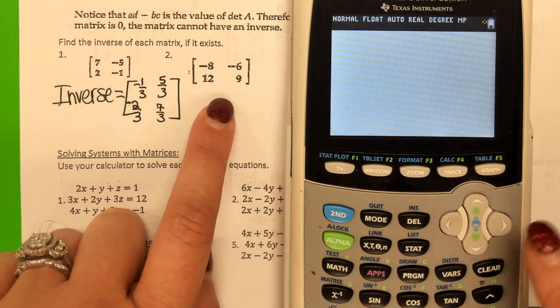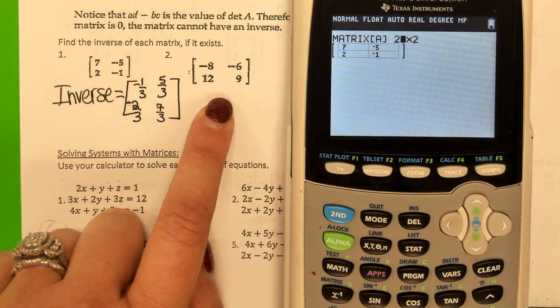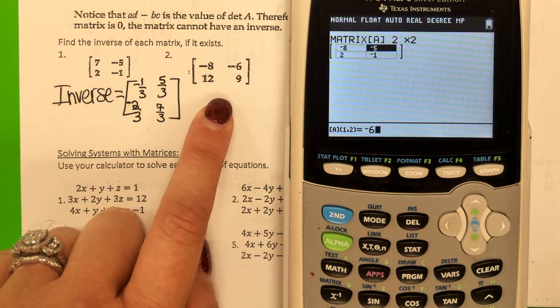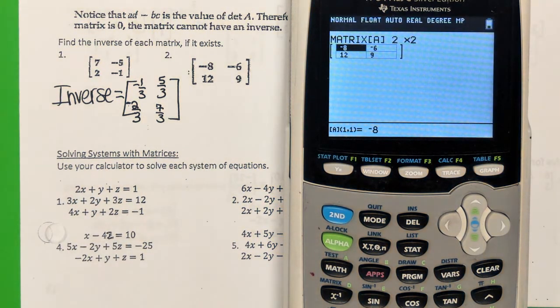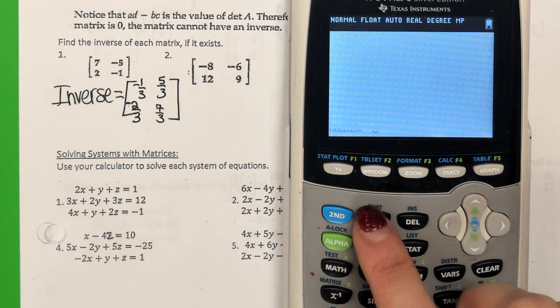So we have second matrix. Let's do this together. You ready? Over to edit. This guy's a 2 by 2. And let's type those numbers in. Everybody should be typing it in with me, okay? We need practice. Then we have to get out of edit mode. So how do we get out of edit mode? You're right. Second quit. There you go.